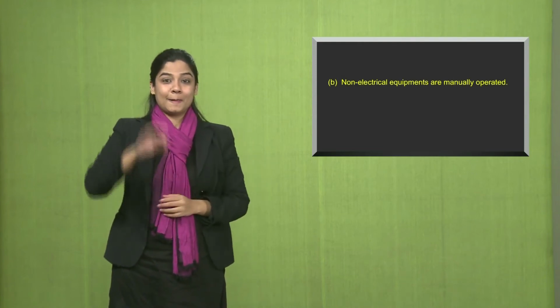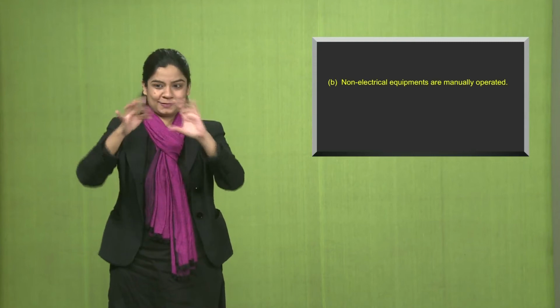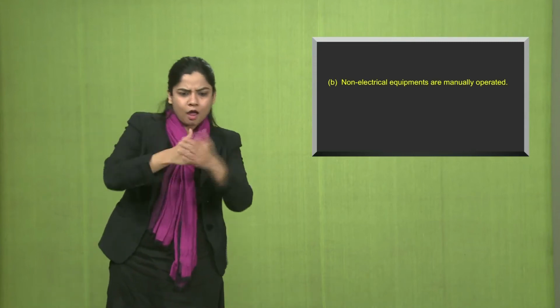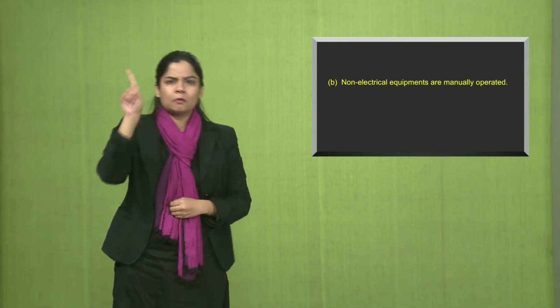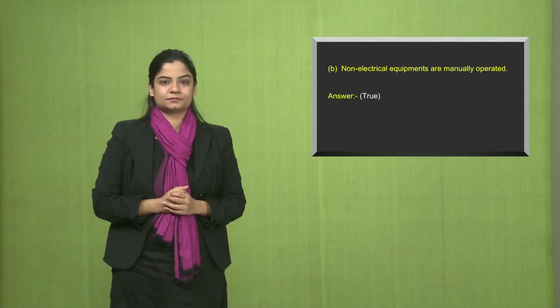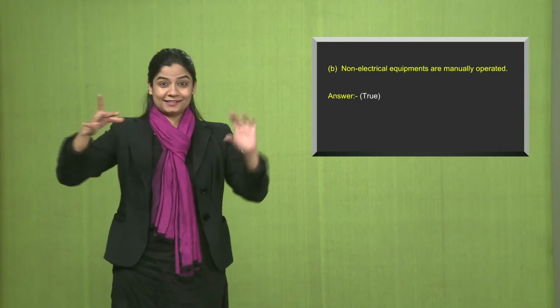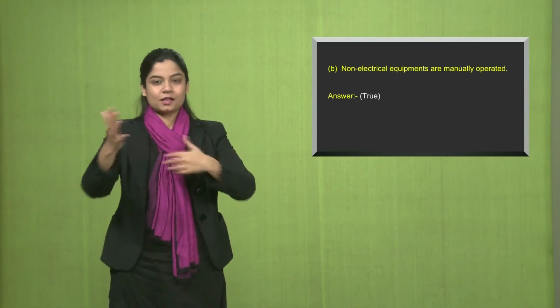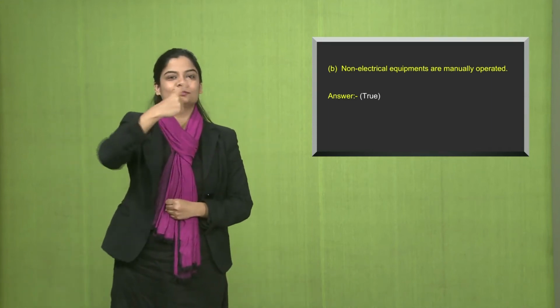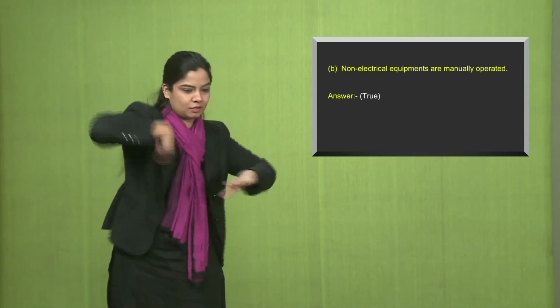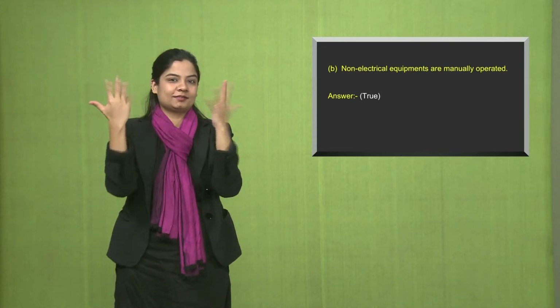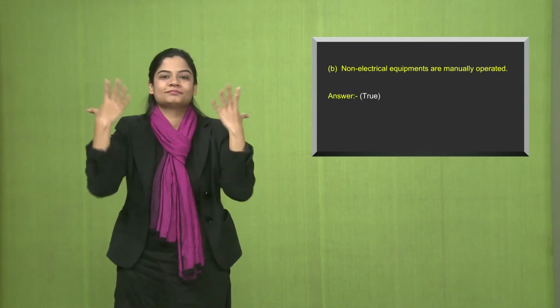Second, non-electrical equipments are manually operated. You have to use your hands for that. Right or wrong? The answer is yes, non-electrical equipments are manually operated. You have to use your hands, for example, washing the utensils, cleaning the floors, cooking using different utensils, etc.